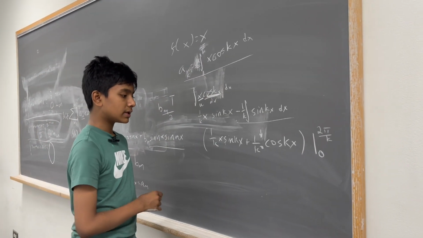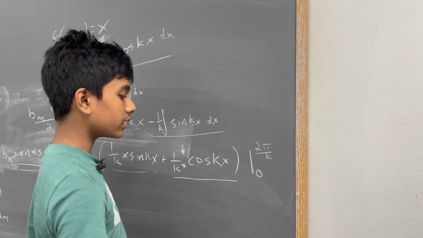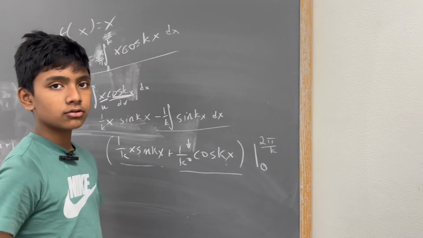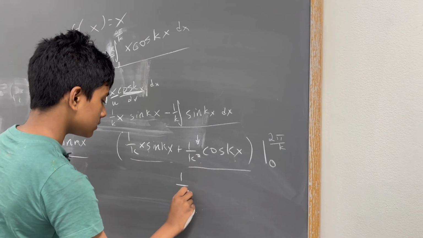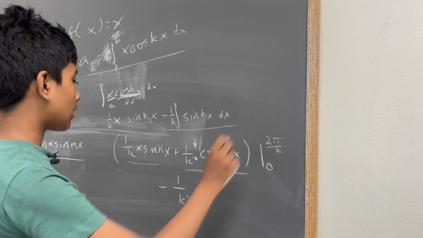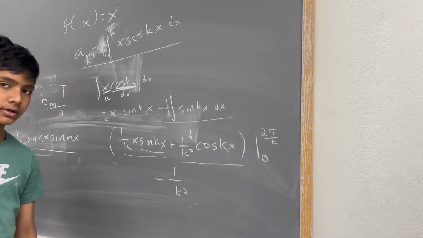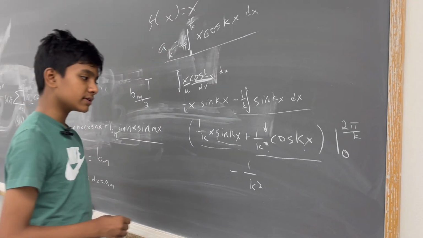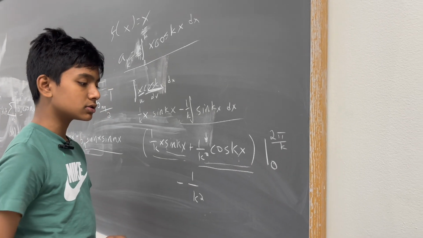And of course, when it's 0, this term is going to go to 0. And this term is going to be what? Well, cosine of 0 is always going to be 1. So it's just 1 over k squared. That's our lower part. Then our upper part, 2 pi over k. Well, we've got sine of 2 pi over here, and sine of 2 pi is obviously 0. So that first term gets 0. Cosine of 2 pi is always going to be 1.